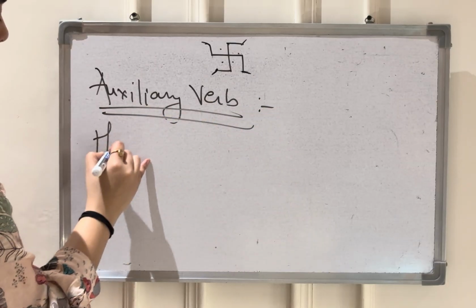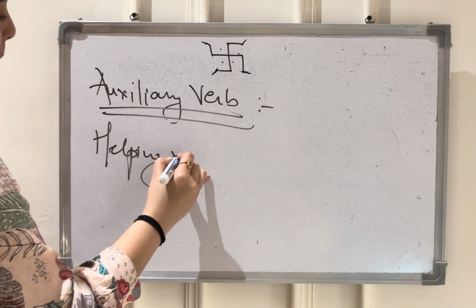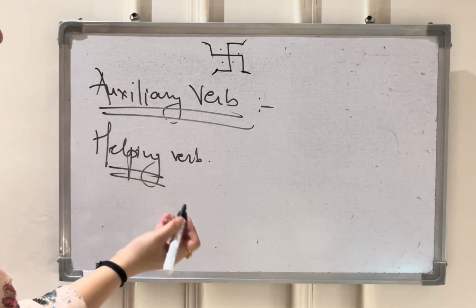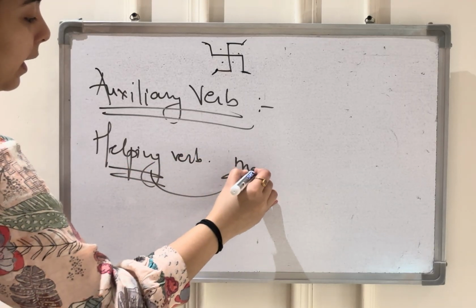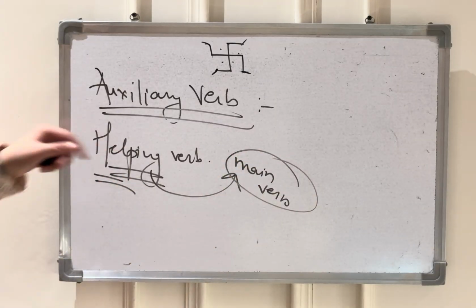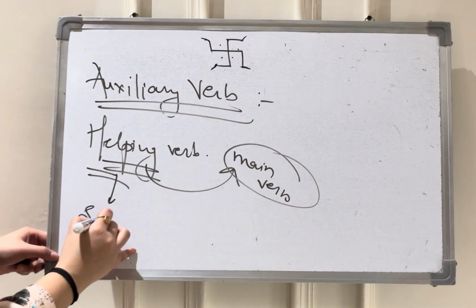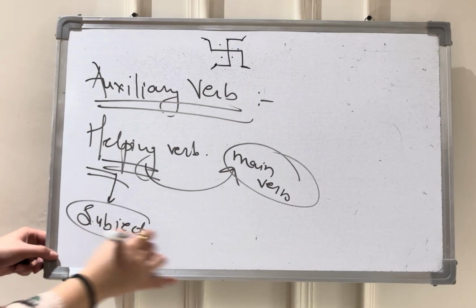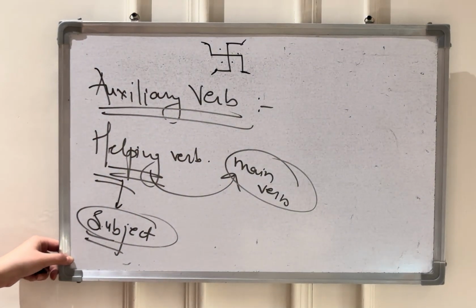Auxiliary verb means helping verb. Who does it help? It helps my main activity, the main verb. And who is the one who selects this? The subject is the one who selects this.